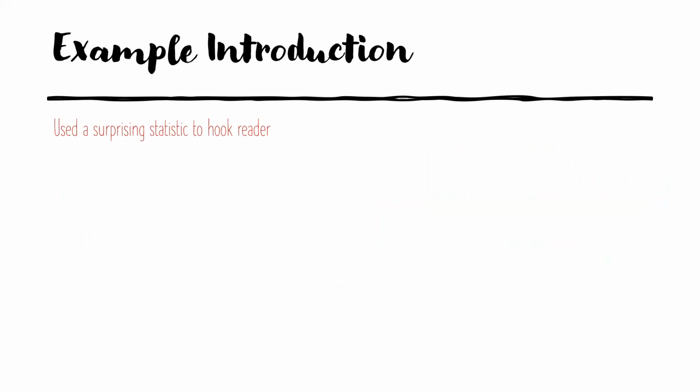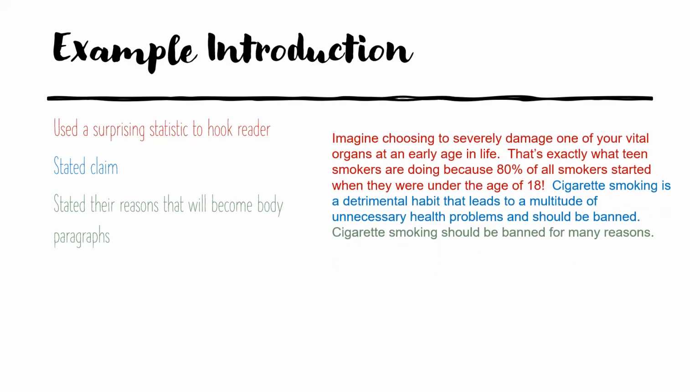This person is going to use a surprising statistic to hook their reader. They're going to state their claim, and they are going to state their reasons that will later become body paragraphs, but they're going to do it in an interesting way, and you can do it this way as well. So imagine choosing to severely damage one of your vital organs at an early age in life. That's exactly what teen smokers are doing, because 80% of all smokers started when they were under the age of 18. Cigarette smoking is a detrimental habit that leads to a multitude of unnecessary health problems and should be banned.